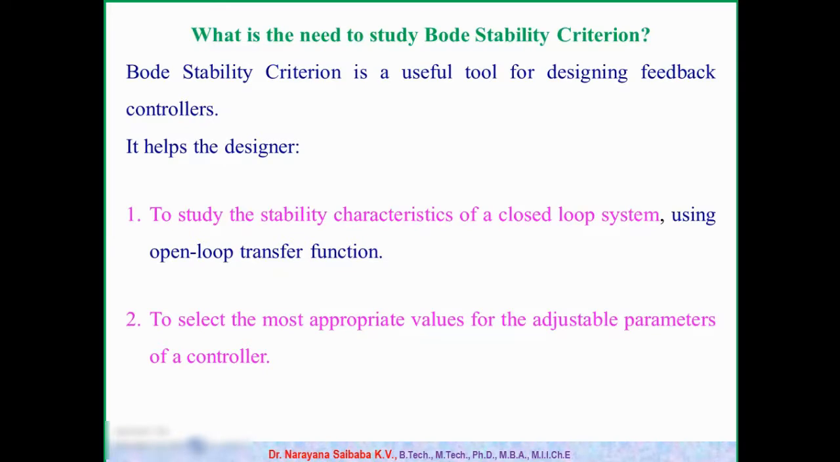Bode stability criteria is a very useful tool for designing a feedback controller. It helps the designer to study the stability characteristics of a closed loop system. For example, if you use a PID controller for controlling the given system, we need to choose the Kc value, tau I value and tau d value. At the given Kc, tau I and tau d values, whether the system is stable or not, you can find from this stability analysis. Not only that, you can also set the optimum values of Kc, tau I and tau d for the PID controller in any process.